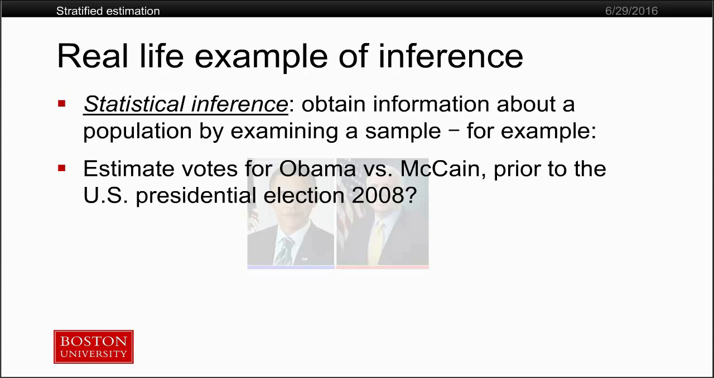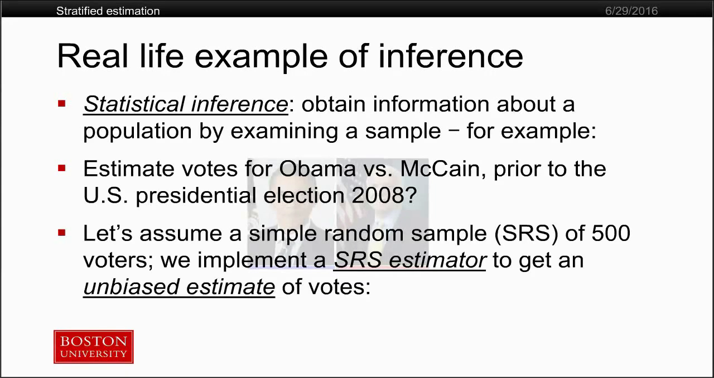And a newspaper, for example, that wants to report on this, they wouldn't be able to do that. So instead, what they do is that they're trying to infer information about the whole U.S. population by examining just a very small subset of that population. In this particular example, we'll see how this is being done. So for example, we have the whole U.S. population now. What we can do is to select a simple random sample of about 500 voters. So I said we have 130 or 150 million voters, or eligible voters at least. We can select a simple random sample of just 500 people, 500 voters, and we'll ask each one of them who they're going to vote for.